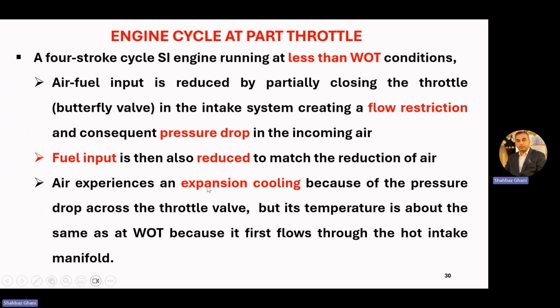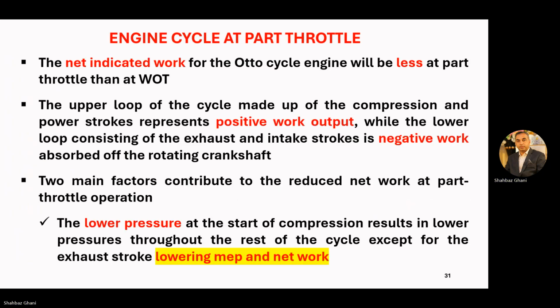Air experiences an expansion cooling because of the pressure drop across the throttle valve, but its temperature is about the same as the wide open throttle because it first flows through the hot intake manifold. So pressure will be slightly less as compared to wide open throttle, but the temperature will be almost the same as wide open throttle. Now, the net indicated work for the Otto cycle engine will be less at part throttle than at wide open throttle because of these curves.